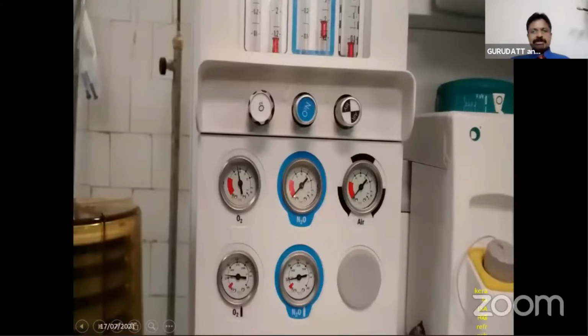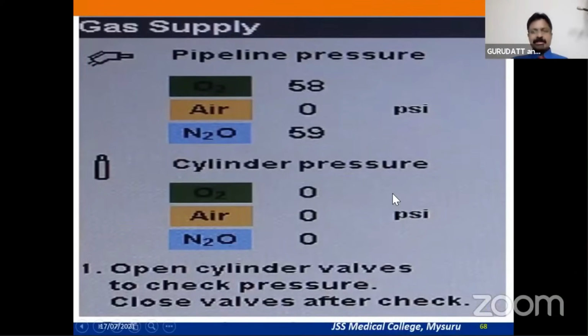Now coming to the pressure gauges. In many of the modern workstations, you don't have these kinds of pressure gauges. Electronic pressure sensors are there, and you can directly see the pressure on the monitor of the gases, including the cylinders.